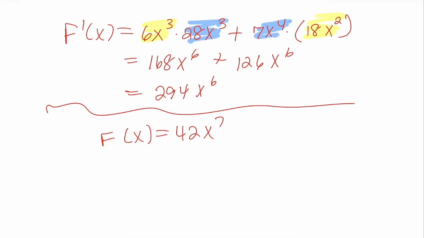We know the derivative of that, don't we? We drop the 7 down in front. The power goes down by 1. Guess what 42 times 7 is? 294.